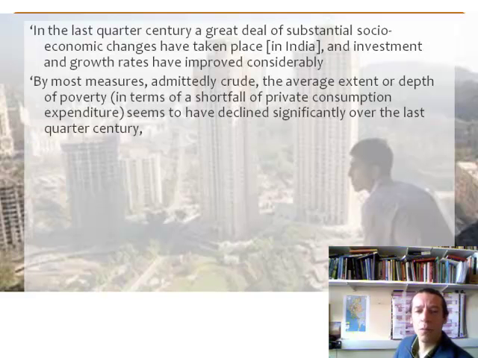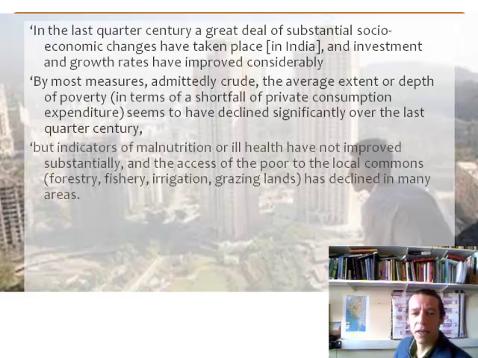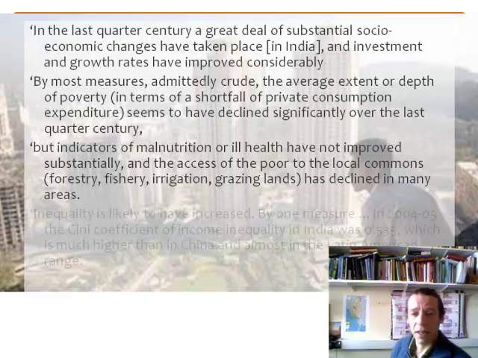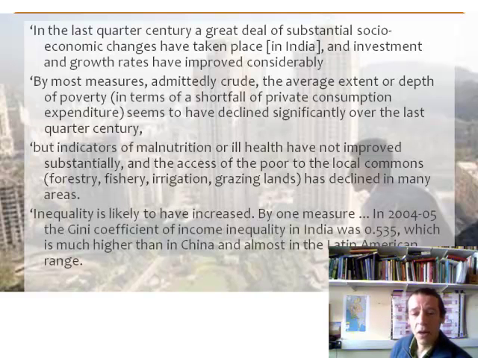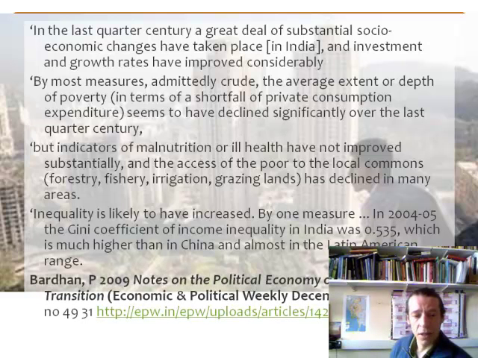and that the depth of poverty seems to have declined significantly, nevertheless, indicators of malnutrition or ill health have not improved substantially, and the access of the poor to local commons on which they depend has in fact declined in many areas. Also, he observes that inequality has even increased, moving from levels equivalent or even higher than China to levels more similar to Latin America, which is a much higher level of inequality. This is in the Economic and Political Weekly Journal, Notes on Political Economy of India's Tortuous Transition.